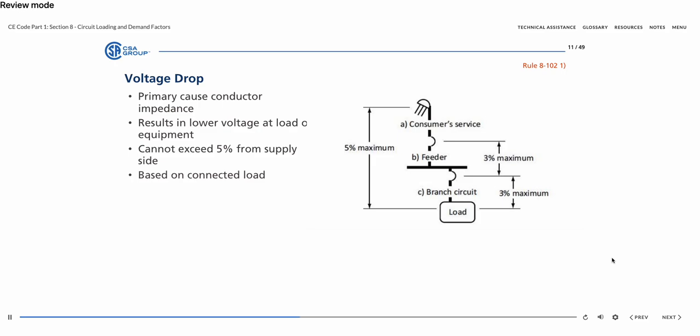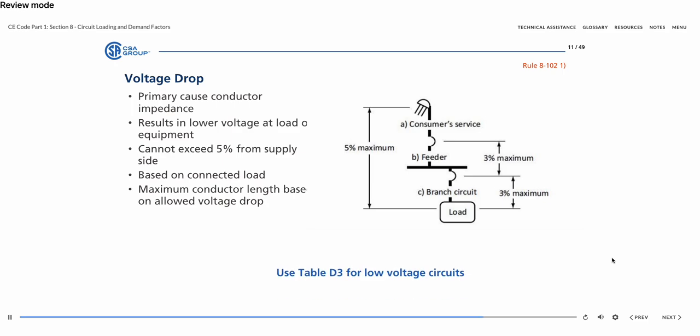Voltage drop is based on the connected load if it is known, or 80% of the overcurrent protection device when the load is not known. Known demand loads typically include hardwired equipment, whereas 80% of the overcurrent protection is most often employed in circuits that are feeding general-purpose lighting and receptacles. Maximum conductor length based on the allowable voltage drop can be calculated using Table D3 or Table D4. Table D3 is used for low voltage circuits, and Table D4 is used for extra low voltage circuits.